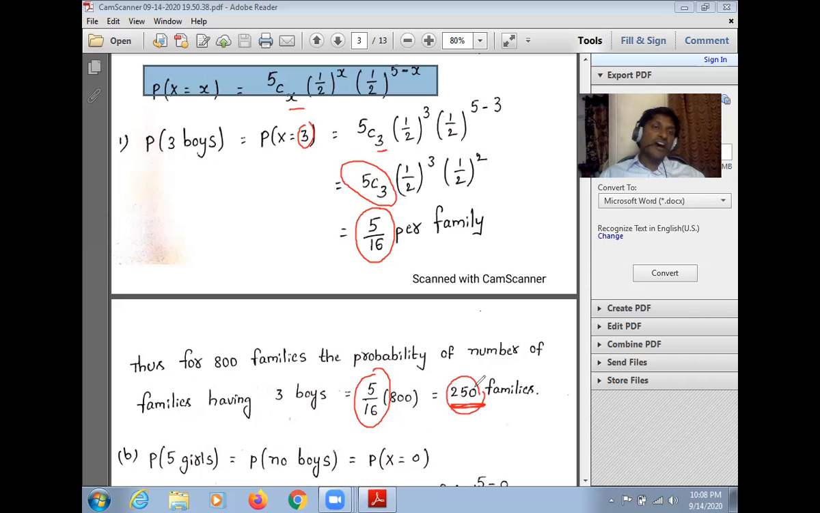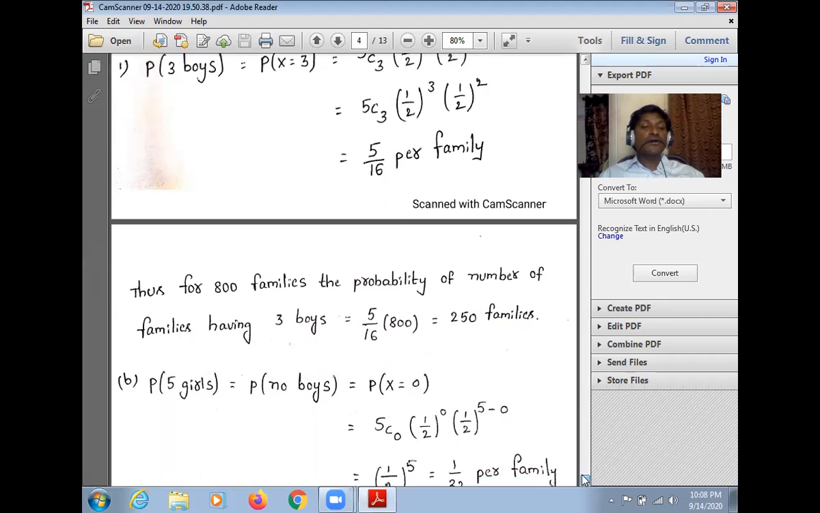Each family has 5 children, but out of the 5 children, only 3 are boys. So 3 boys, how many families? 250 families having 3 boys. Okay, this is the first question. Next, second one. What do they ask?